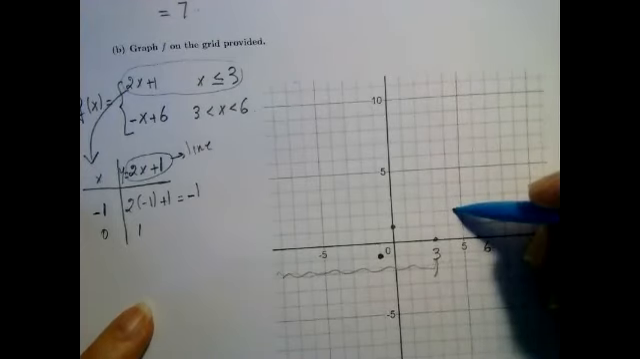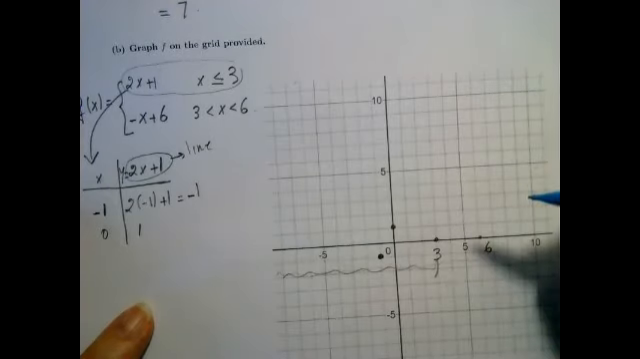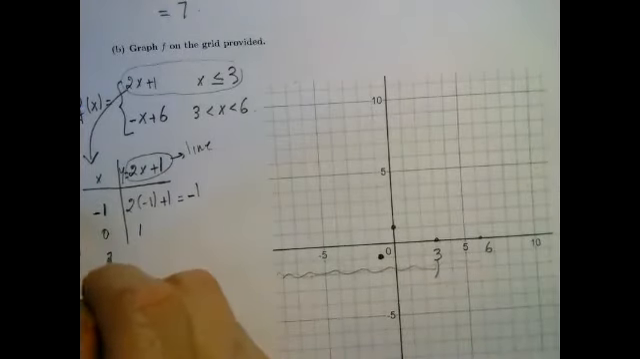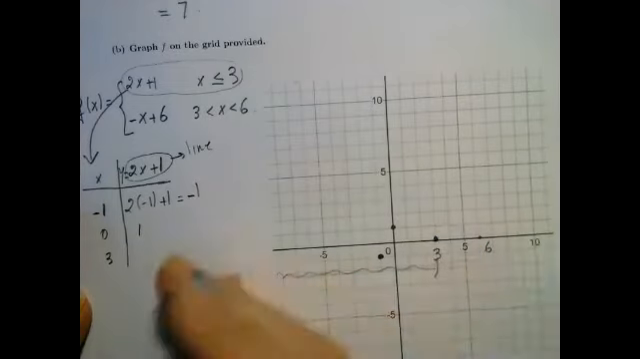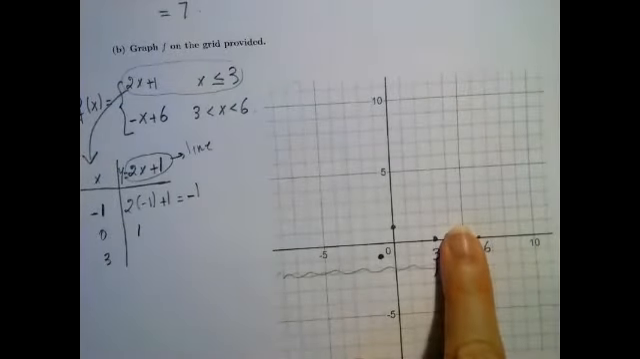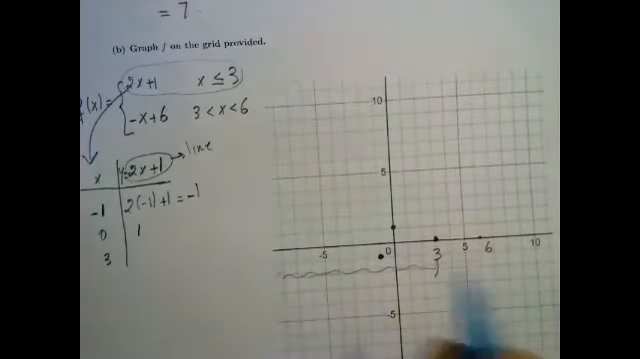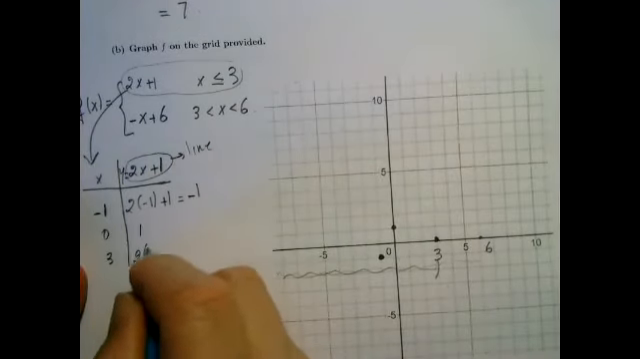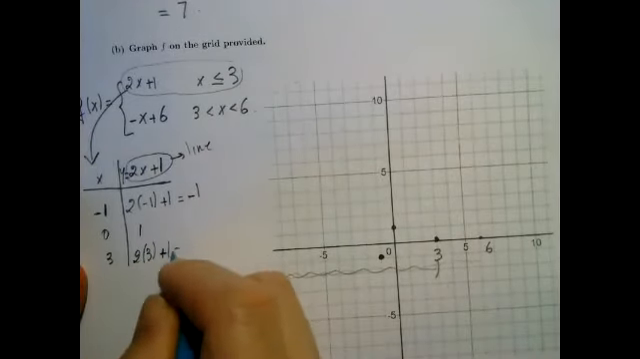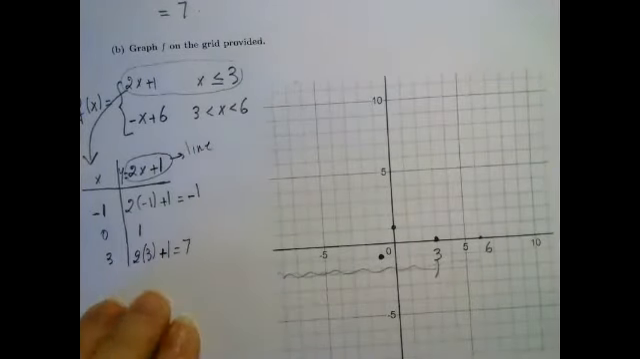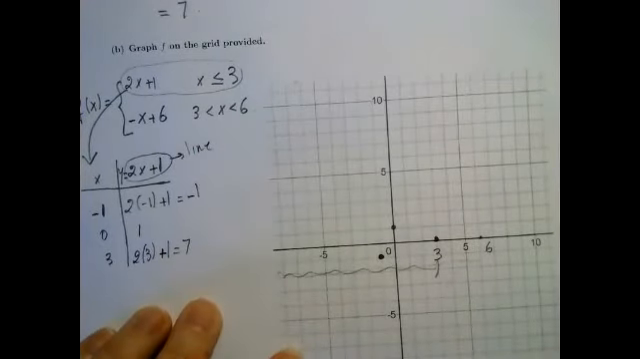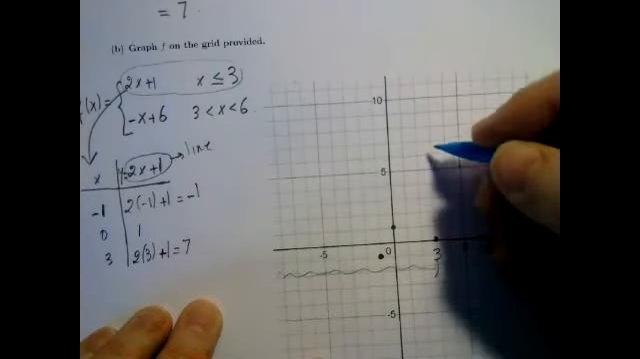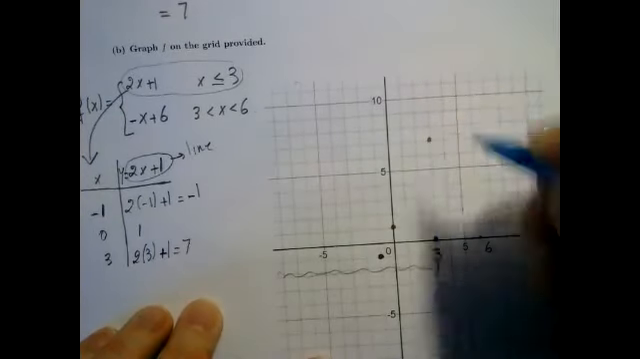What I would like to know is, where does it stop? So if I am doing it, I will go to 3 because that's where the first piece is going to stop. I ask myself, what's happening at 3? It's 2 times 3 plus 1, which is 7. This point is nice to know because I want to stop my graph there. So now at 3, I am at 7. And now I draw a line.